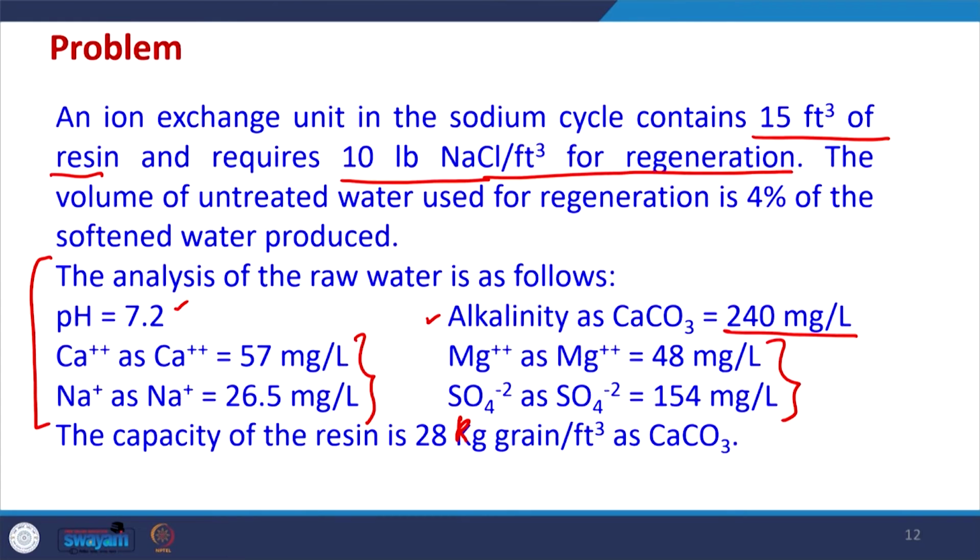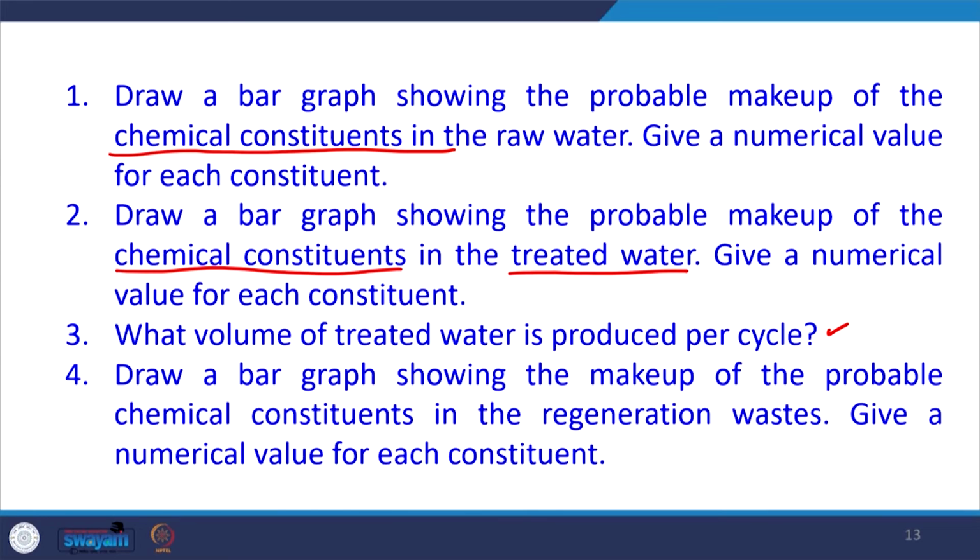Now, since it is given that only 4% of the softened water is used for regeneration, this idea has to be used, and we have to show in the bar graph what will be the makeup of the chemical composition in the regenerated waste. So, this is also we have to check. We have to find out the chemical composition in the raw water, in the treated water, in the regenerated water, and in addition we have to find out what volume of treated water is produced per cycle.